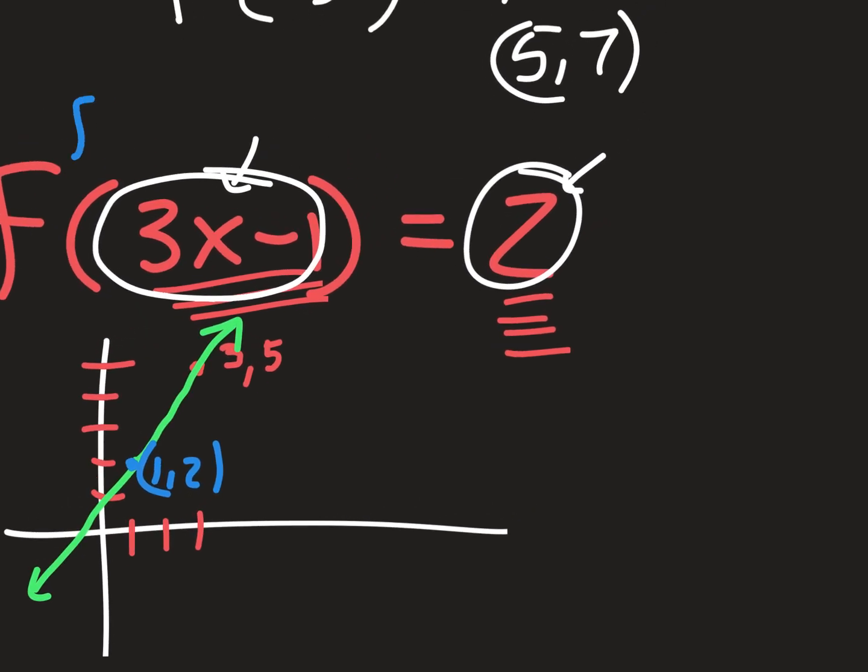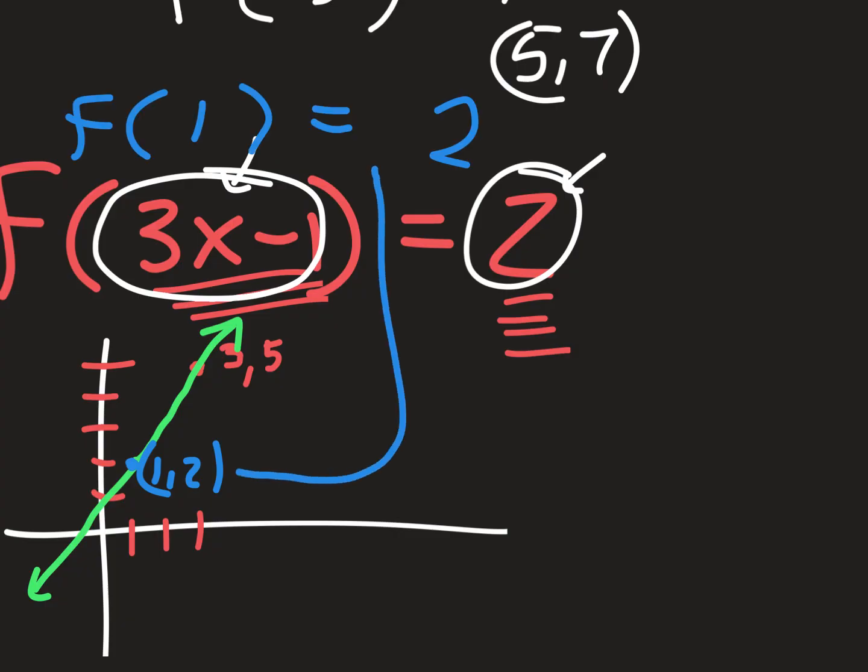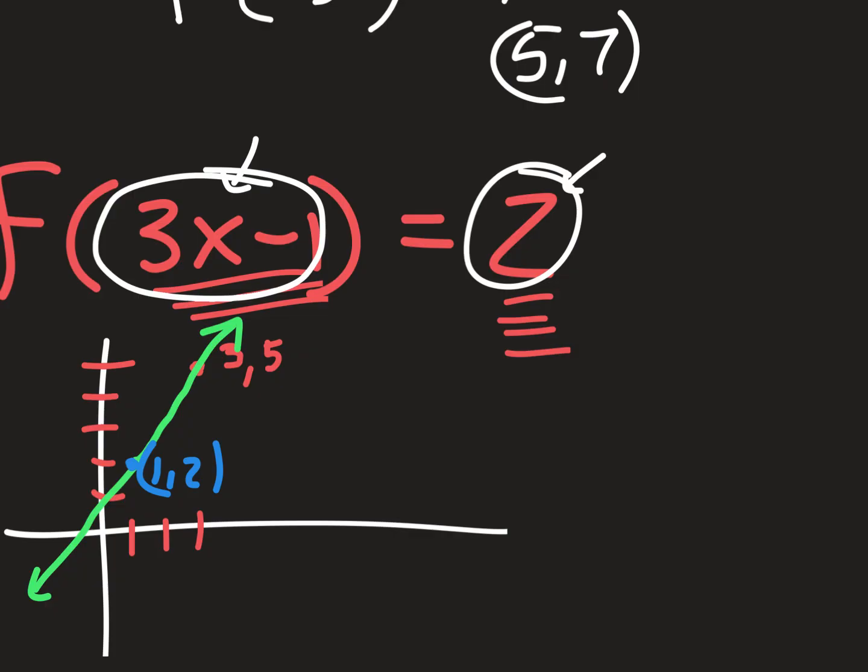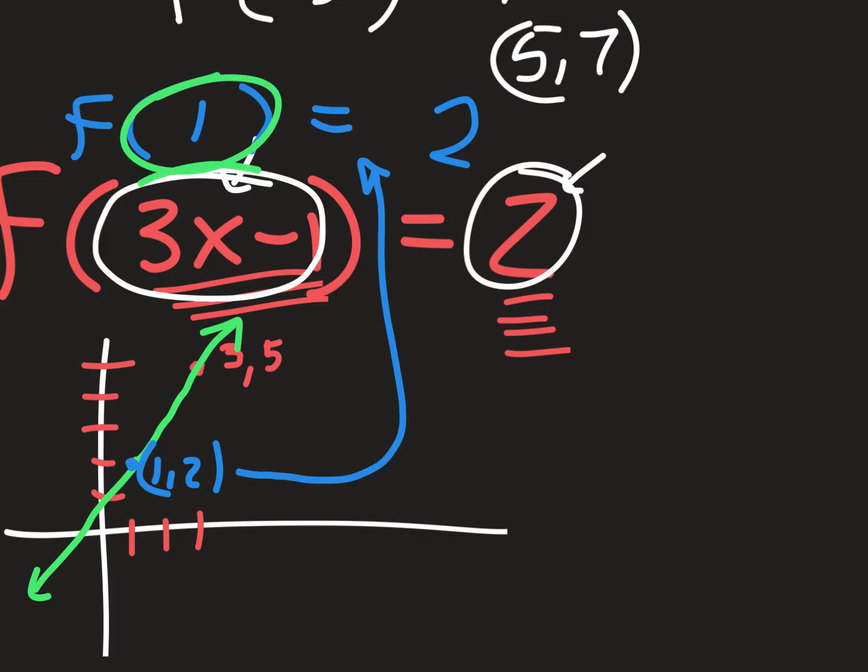Did you get that I just said effectively that f of 1 is 2? See the point 1 comma 2? That's what that means. F of 1 is 2. So now you just have to make one last little leap. That this must equal this.